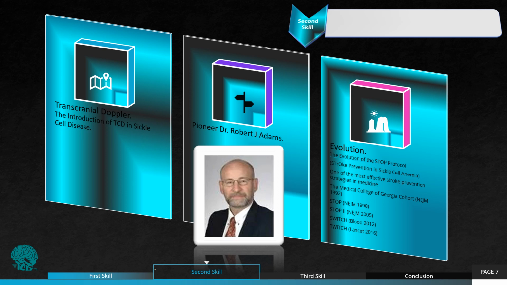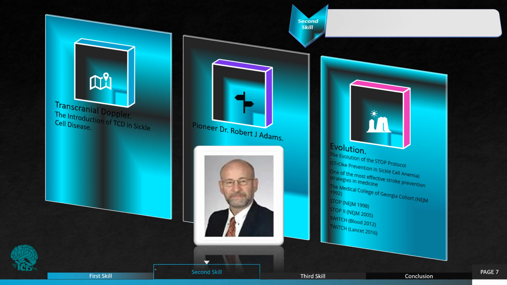1982 was the introduction of TCD for the detection of subarachnoid hemorrhage related to vasospasm by Rooney Oslin. The big question at that time was, would TCD work for sickle cell disease? So the evolution of the STOP protocol began. The STOP protocol is the stroke prevention in sickle cell anemia. This is one of the most effective stroke prevention strategies in medicine.